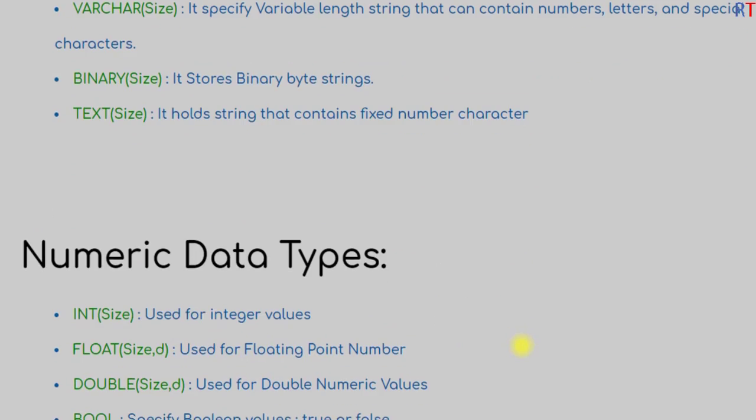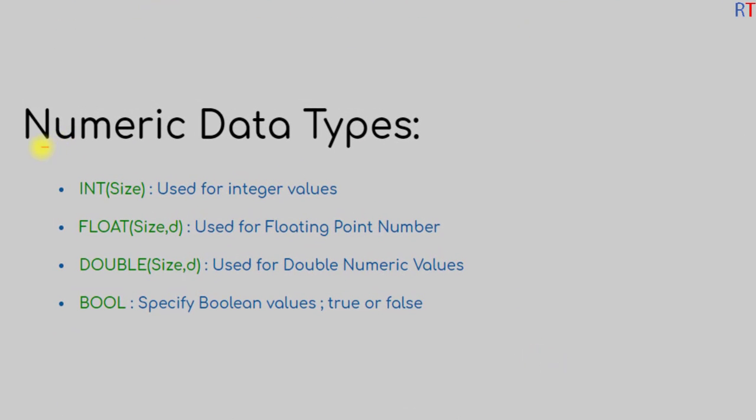So next we are going to talk about the numeric data types. The mostly used numeric data types are, so first you have the integer data type. It is used for integer value. And next you have the float data type. It is used for floating point numbers.